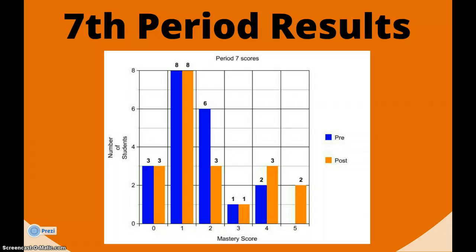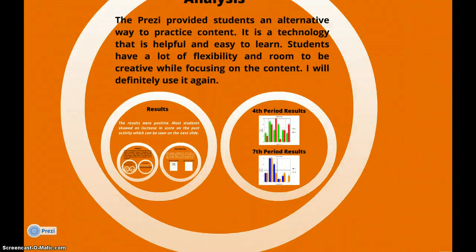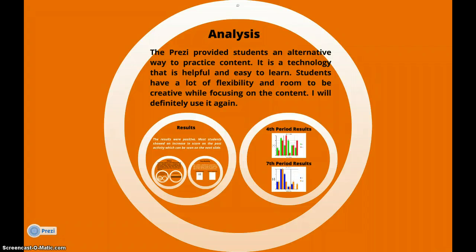Period 7 is kind of similar. The number of students that got 0s and 1s actually stayed the same, but there was an increase in the number of students that got 4s and 5s in that class as well. So overall, I was pleased with the results. I think Prezi would be a much better tool to use if I had given them more time. I think 2 days in class was not enough time. Those students that went home and worked on it did very well and showed a lot of learning, but those students that didn't do that and only used the class time did not show the same kinds of gains.